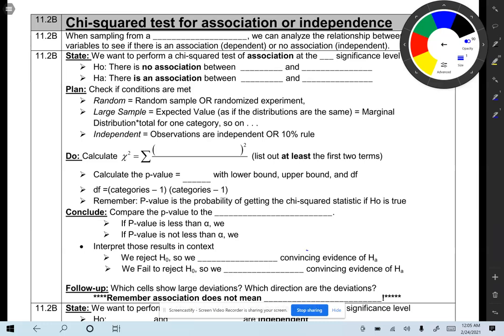Hello, AP Stat students. Today we will finish up Chapter 11 by doing 11.2b notes. We are going to talk about the chi-square test for association or independence. When sampling from a single population, we can analyze the relationship between the variables to see if there's an association, meaning it's dependent, or no association, independent, because remember, independent means they don't affect each other.